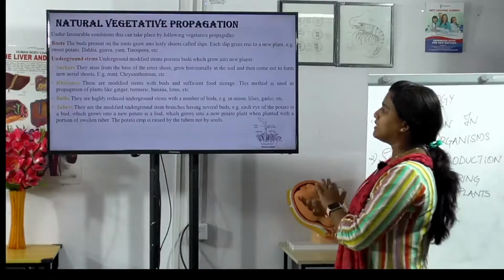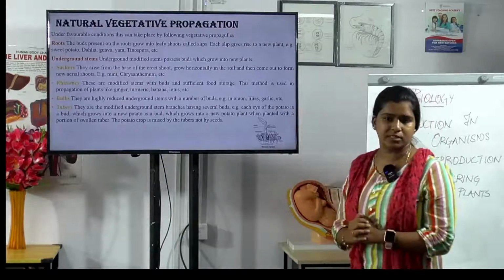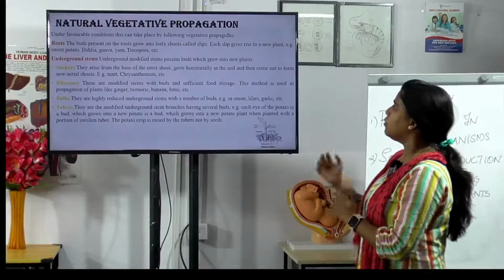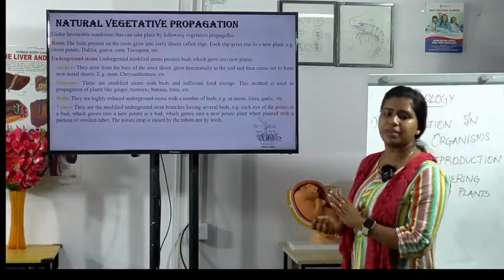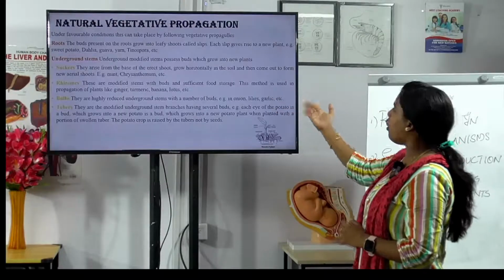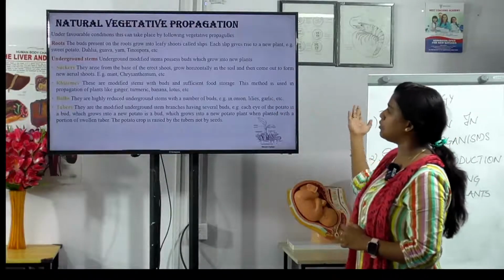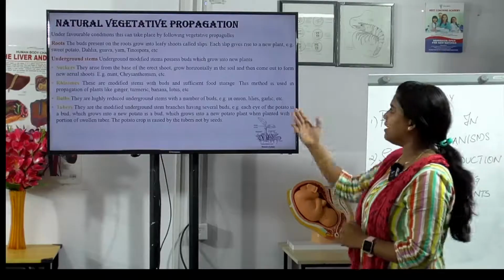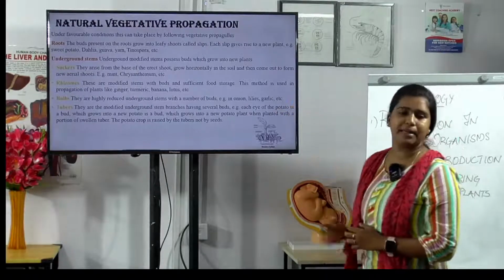And the next one is underground stems. There are various underground stems. The first one is suckers. They arise from the base of the erect shoot and grow horizontally in the soil and then come out as a new aerial shoot. Examples are chrysanthemum, mint, etc.